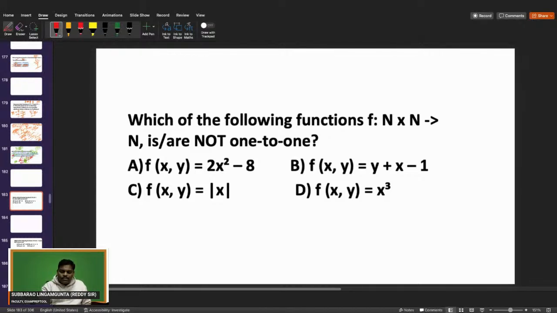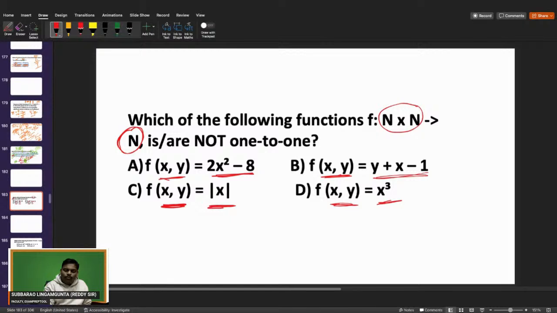Remember, left side is n cross n. In the function, left side is n cross n, right side is n. Left side is 2 values, right side is 1 value. That is the reason these options are given. Can you go ahead?